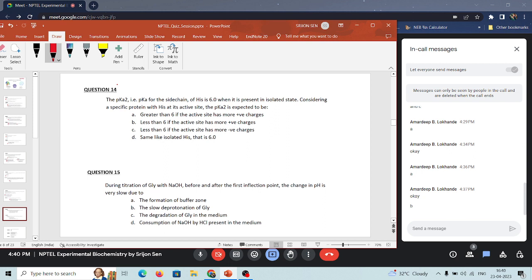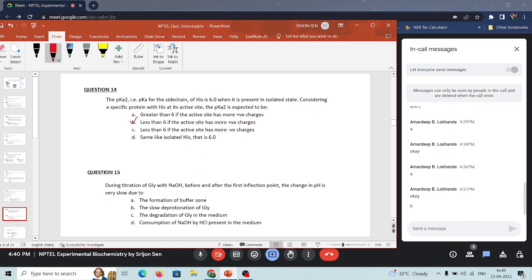See, if there are more positive charges, then you expect the pK value to decrease. That is why histidine is going to have a pK value which is less than 6 if your active site has more positive charges, whereas if it has more negative charges, then the value is supposed to increase. So as it says that the pK value is supposed to be less than 6 if it is having more positive charges, 14B is the right answer.